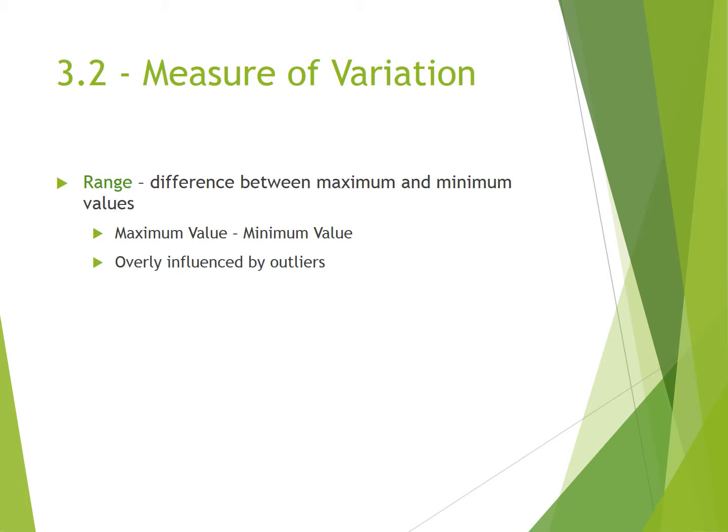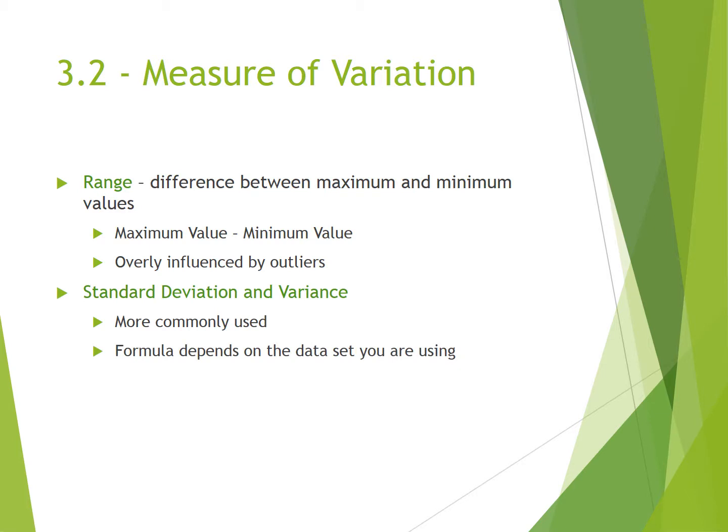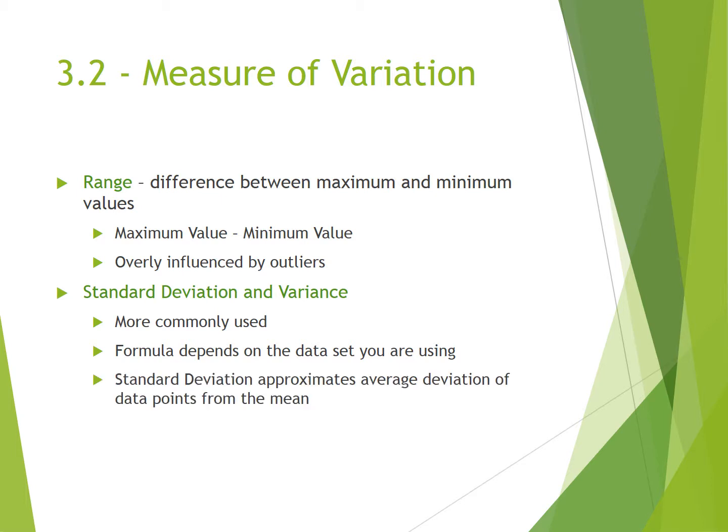It's the simplest to compute, but the least informative, and it's overly influenced by outliers, because outliers are going to show up in that minimum value or that maximum value. The more common measure of variation is standard deviation and variance. In fact, these are the most common measures of variation, and the formula depends on whether you're dealing with a population data set or a sample data set.